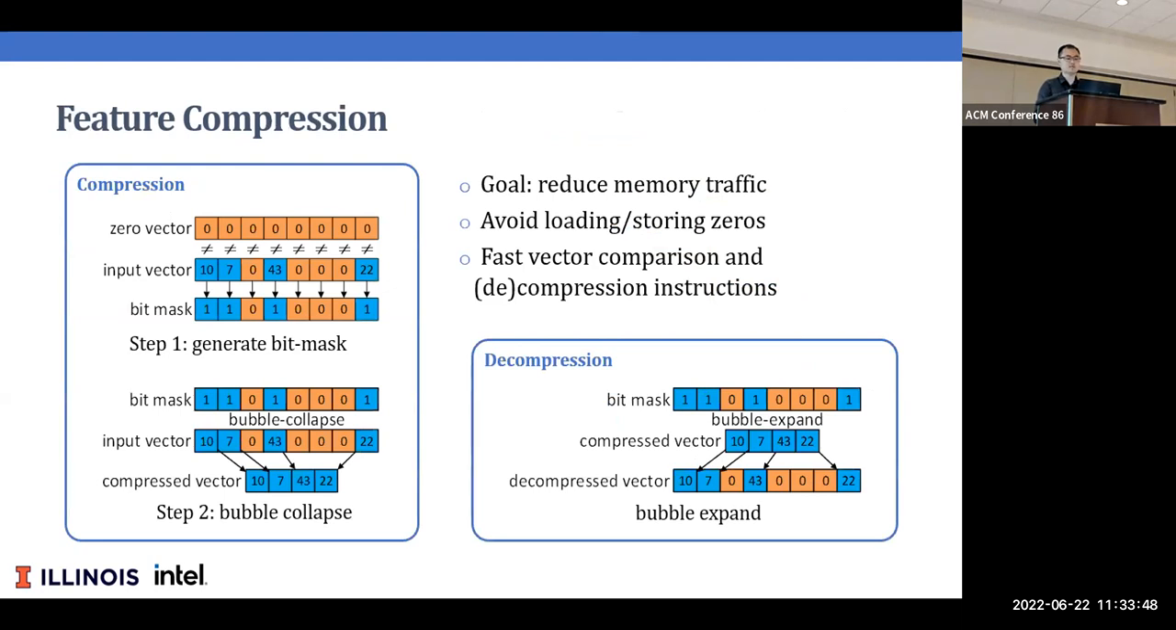The second technique reduces memory traffic by avoiding loading and storing zeros. We accomplish fast online compression and decompression with AVX 512 vector instructions. Compressing a vector has two steps. The first step is to generate a bit mask that marks the locations of the non-zero elements in the vector. It is done with a vector comparison instruction. The second step collapses the bubbles in the vector according to the bit mask. After the compression, we only store the non-zero elements and the bit mask. Decompression is even simpler. The original vector can be restored from the non-zero elements and the bit mask with a single vector decompression instruction.